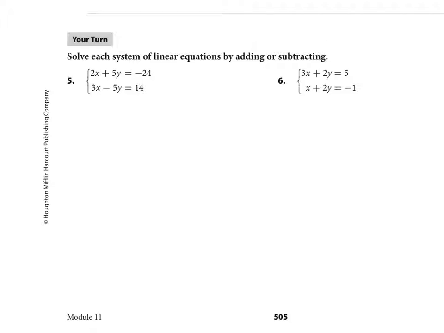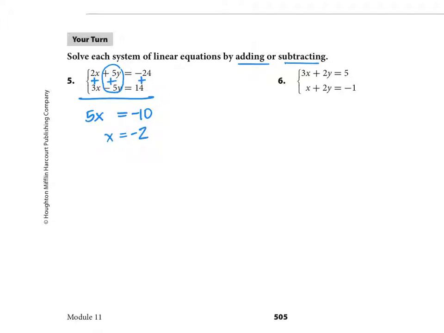2x plus 3x is 5x. And by the way, I forgot to mention, I am adding and not subtracting because it does tell you to do adding or subtracting in the directions. I need to add because you're going to see that if I have a positive 5y and a negative 5y, I add those. I add a positive 5 plus a negative 5 to equal a 0, and that's why I've circled it. And that's going to equal negative 24 plus 14, which is negative 10. And if I divide by 5 on both sides, we get our solution for x.